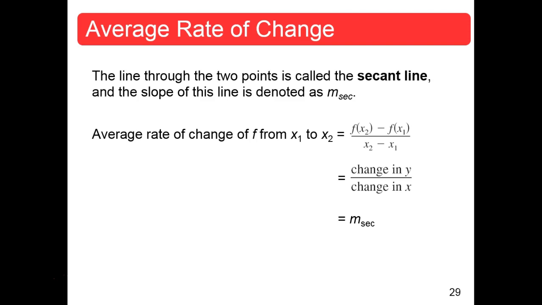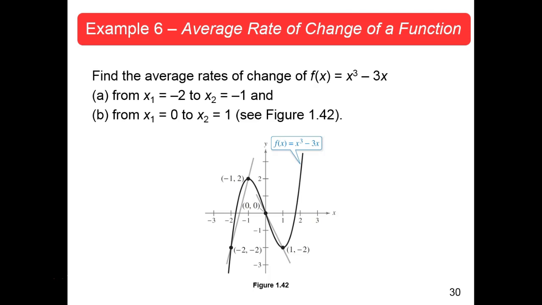Okay. Doesn't matter how squirrely the function looks, pick 2 points, find the average rate of change. So here is a squirrely function, okay? Find the average rate of change of this function, f of x equals x cubed minus 3x. And we're going to do this from x2 equal negative 2 to x1 equal negative 1. I've said it backwards. x1 equals negative 2 to x2 equals negative 1. So how would we do it?